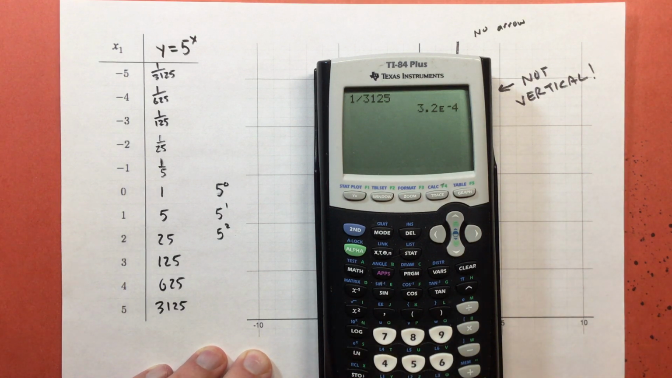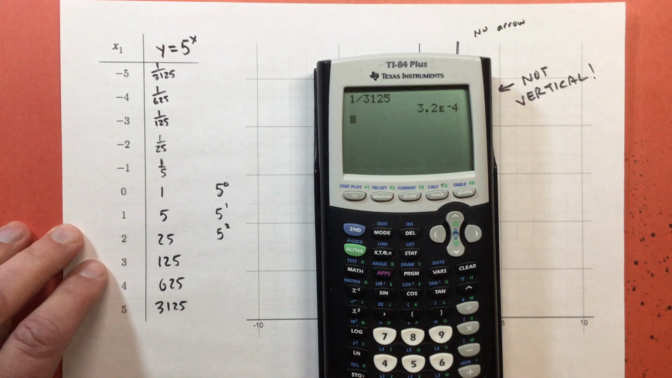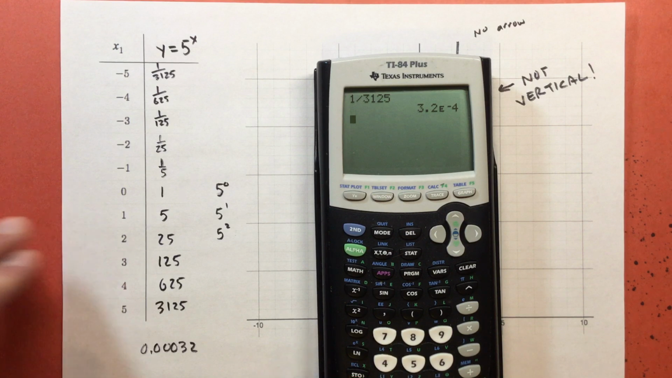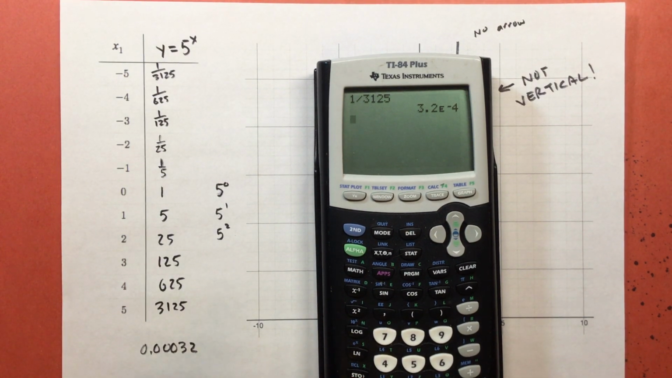Now that gives it to me in scientific notation. That means that it is 0.00032. That is very, very close to 0, but not equal to 0. And that's a major theme that we're going to be talking about. How close can you get to something without actually touching it? And spoiler alert, that's the entire premise of calculus.